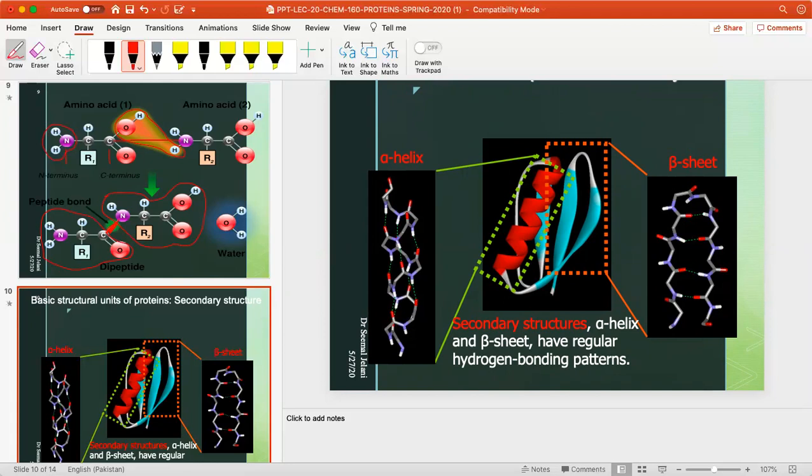They have the bonds which are shown in green. You can see this bond, this bond. Here you can see this bond and this bond. These are the bonds which are known as hydrogen bonding.